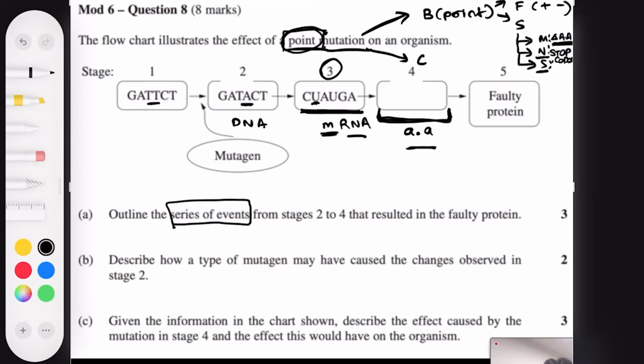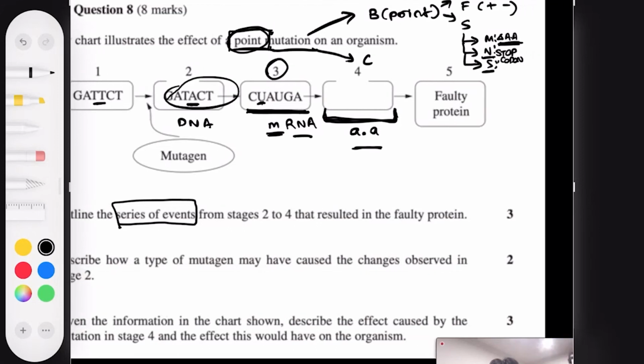I'm looking for 2 words. You either know it or you don't know it. What are the 2 things? Transcription, translation. Very good, right? That's all you need to realize. So the question is quite literally outline transcription and translation, but refer to the letters you see up here, right?